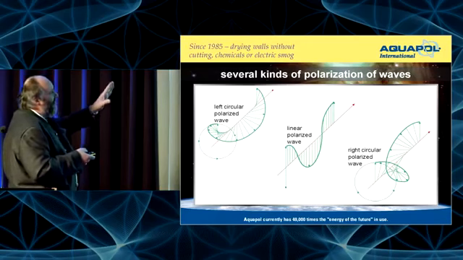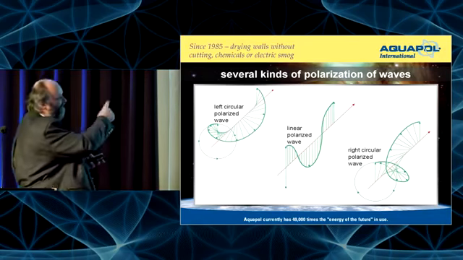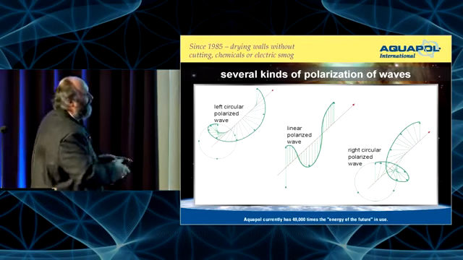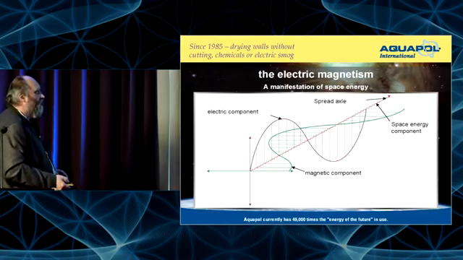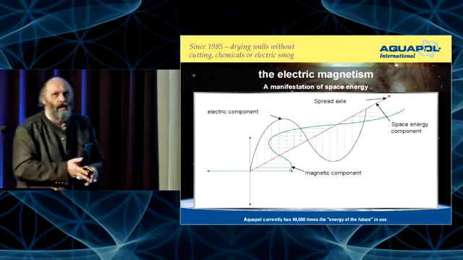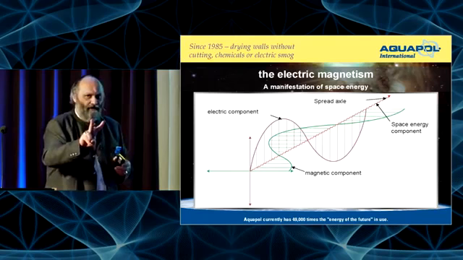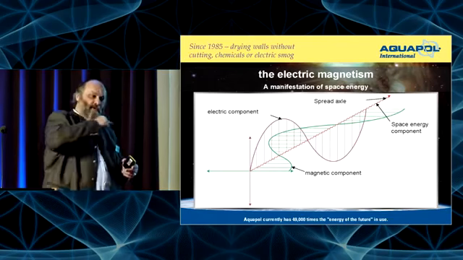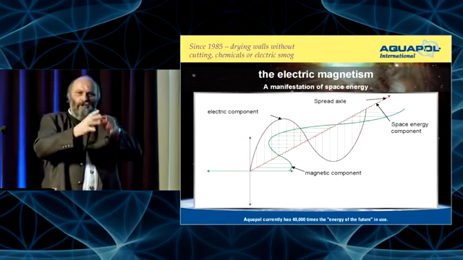I will show you several kinds of polarizations of waves. You have a left circular polarization wave, you have a linear polarization wave, and you have the right circular polarization wave. Sorry, there is something missing, but I want to show you. If you have an electromagnetic wave, it is combined of 2 components: the electric component and the magnetic component. These 2 components are always together. This is Maxwell, who found this out in the 1800s.